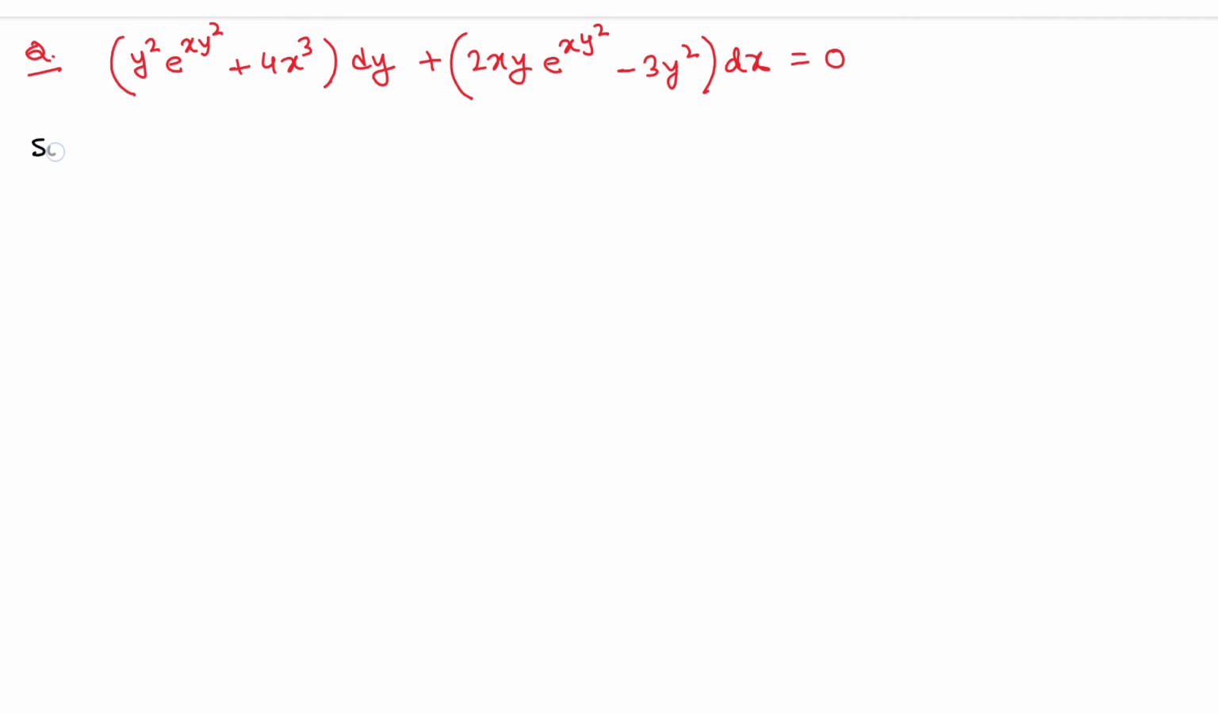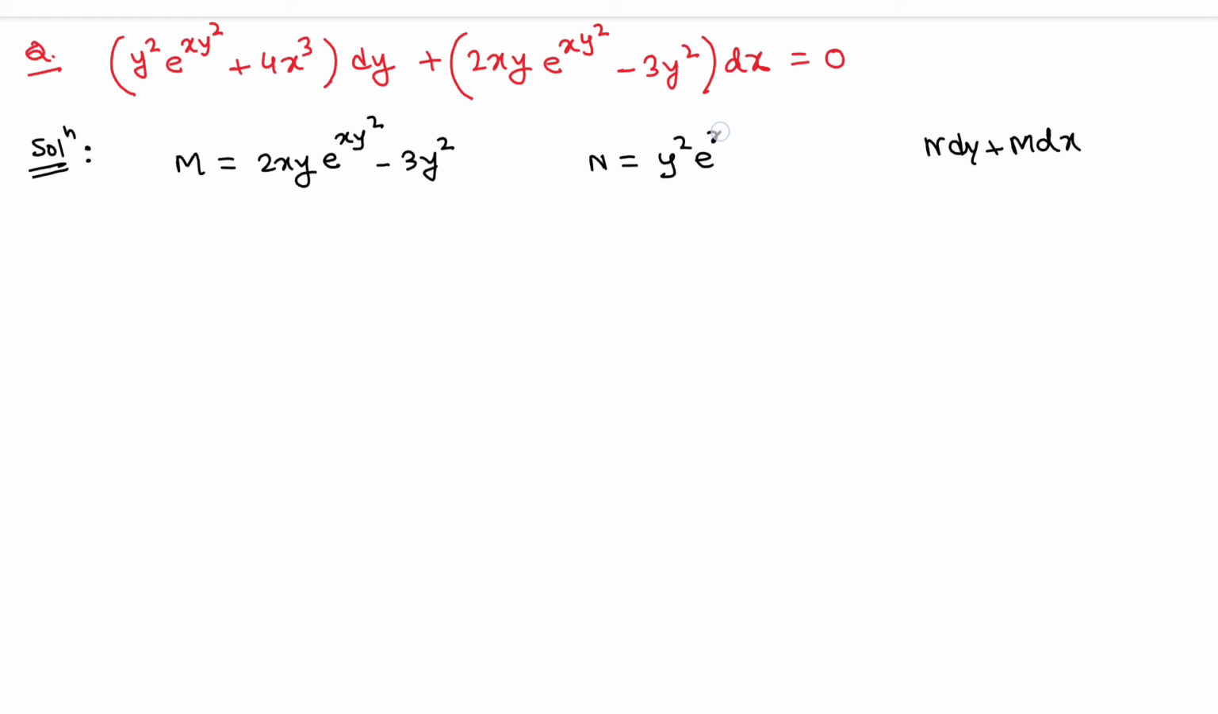So, solution. If you compare with the general form, you can see that this is not in the form of M dx plus N dy. This is of the form N dy plus M dx. Yes or no? So what will be M? M means the coefficient of dx and N means the coefficient of dy. So M is equal to 2xy e to the power xy square minus 3y square. And what is N? N is equal to y square e to the power xy square plus 4x cube.